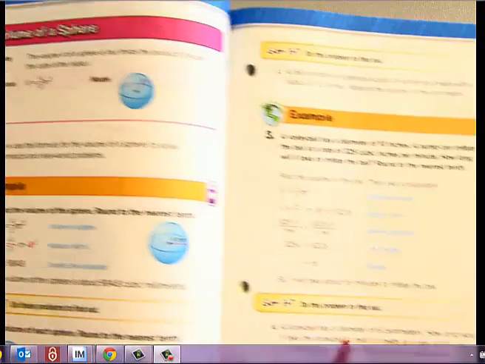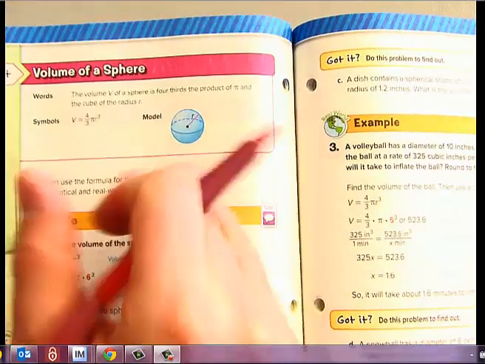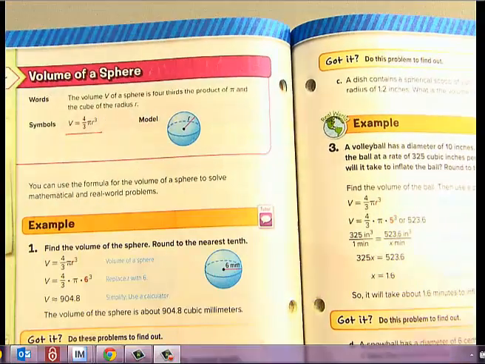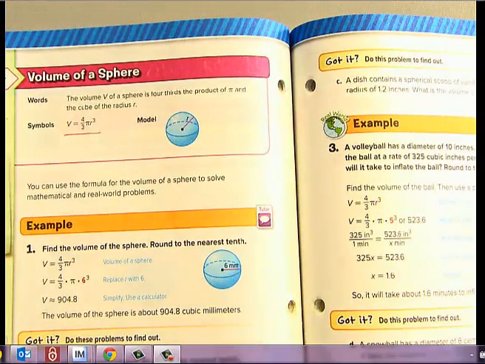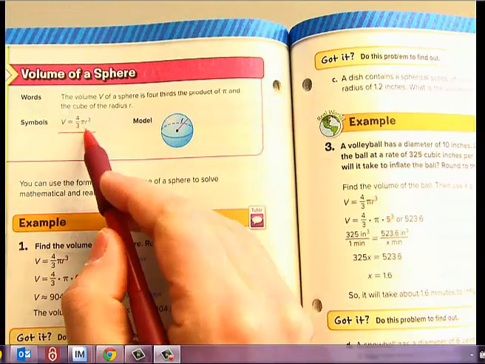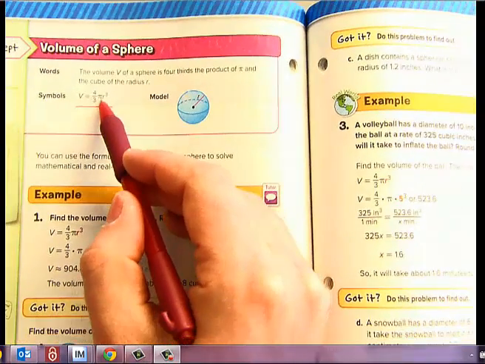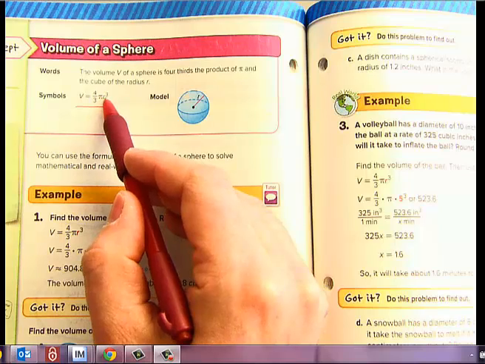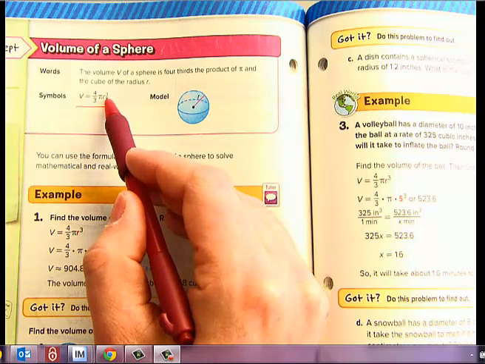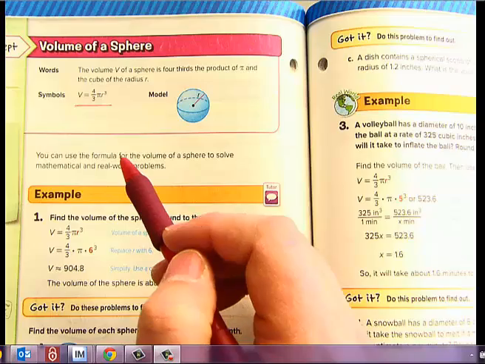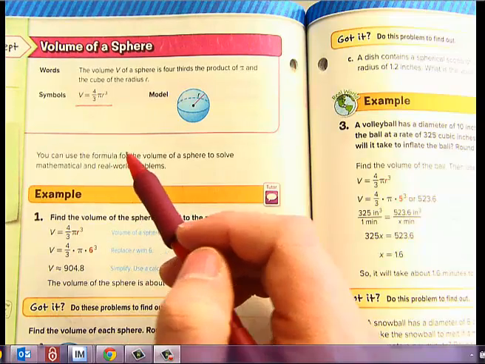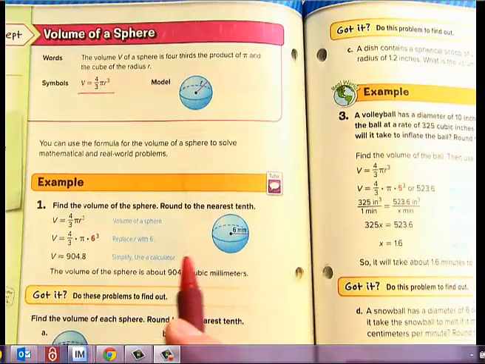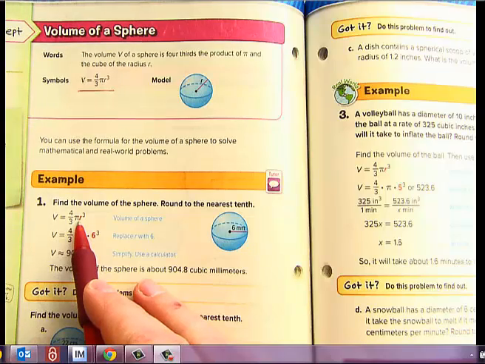So right here you have your formula for a sphere, okay, for the volume. 4/3 times pi times the radius cubed. Now remember order of operations. You have to do exponents before multiplying. So you always have to do r to the 3rd power before you actually end up multiplying. Okay? So, pretty basic formula. Really all you have to do is plug in the radius and plug in pi and then just multiply.